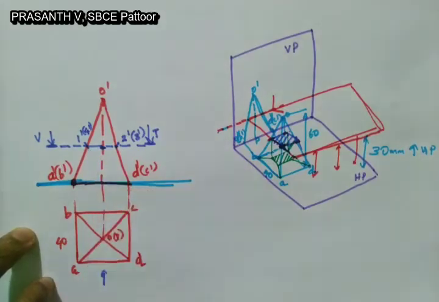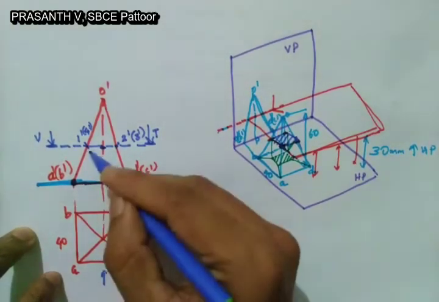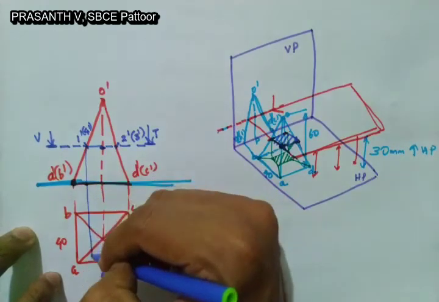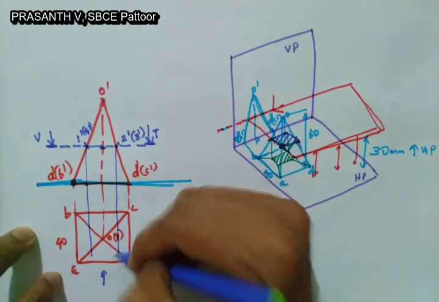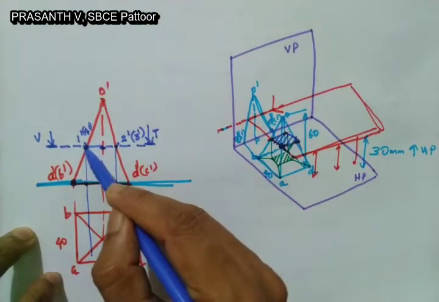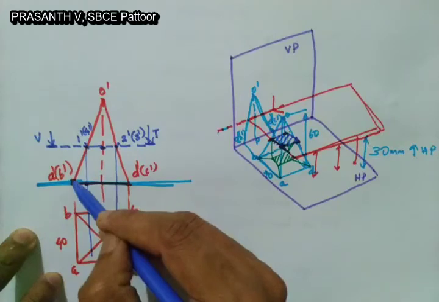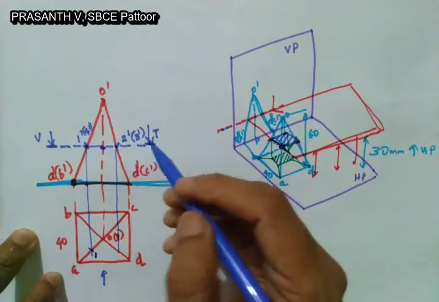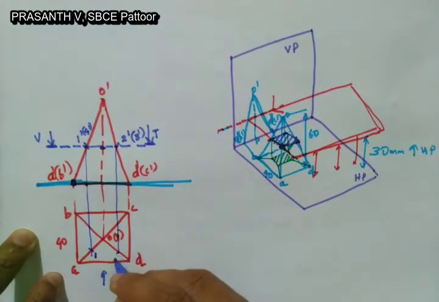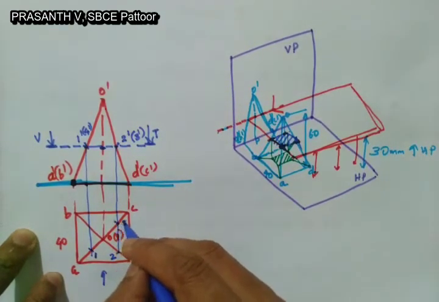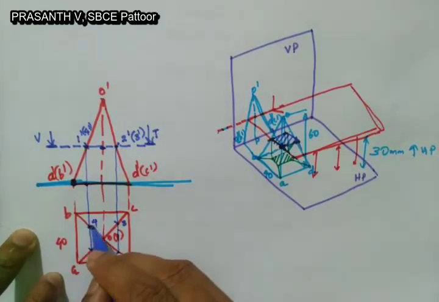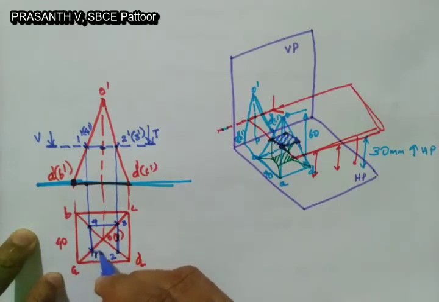After marking in the front view, we can now project the same points in the top view. See, just project the same points in the top view. Here, the cutting point 1 is on A dash O dash, so you have to mark 1 here. This 2 dash cutting point is on DO, so you have to mark 2 here. Similarly, 3 on CO, 4 on BO. And you just join all these points, you will get the sectional view like this.